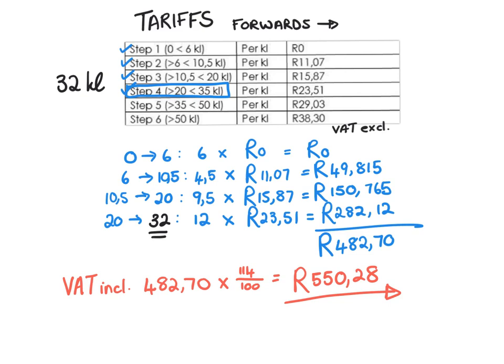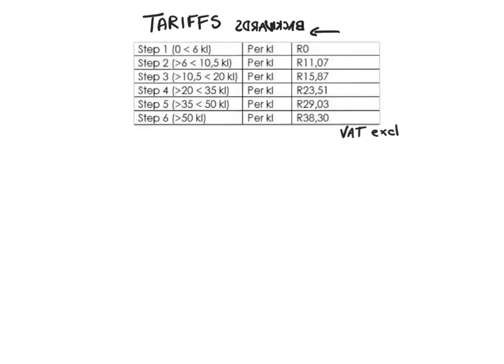Now that you can work forwards, let's try working backwards. Working backwards means that the price is given, but that you need to find out how much water that you used to get that price. So let's use an easy amount here of 500 Rand. But let's say that this is VAT inclusive, like most prices are that we pay.